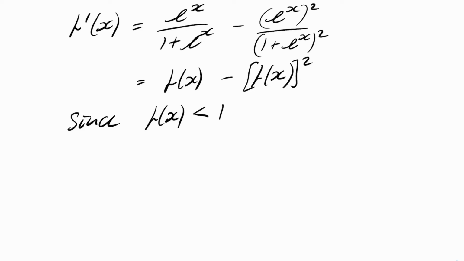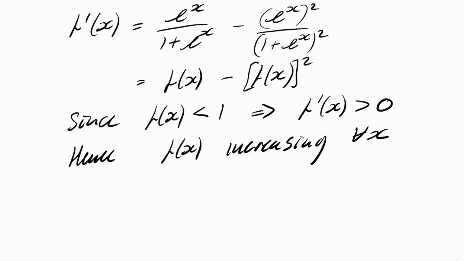And we can see then that since f of x is positive but always less than 1, the derivative is positive everywhere, because if f is less than 1, then f squared is smaller than f. So that implies the function has a derivative which is positive everywhere, and so the function is increasing everywhere. So it's always getting larger and larger.